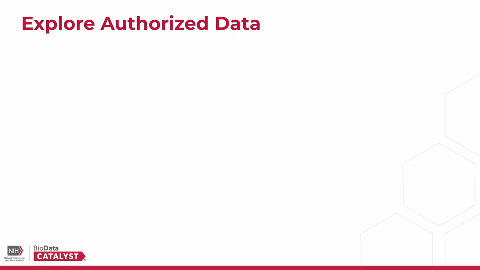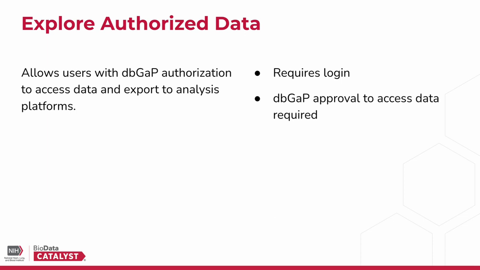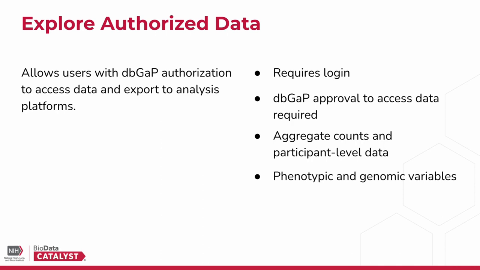The other option that PIC-SURE provides is to explore authorized data, which allows users to access authorized data, apply filters, and retrieve the data for their selected cohort. In order to use this option, you must log in to PIC-SURE. To use this tool, a user must have dbGaP approval to access at least one study. Because the user is authorized to access these datasets, they are able to retrieve both aggregate counts and participant-level data. They can also search and query across phenotypic and genomic variables.